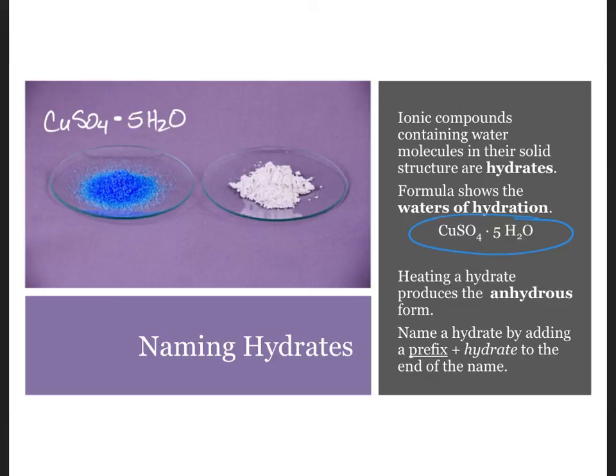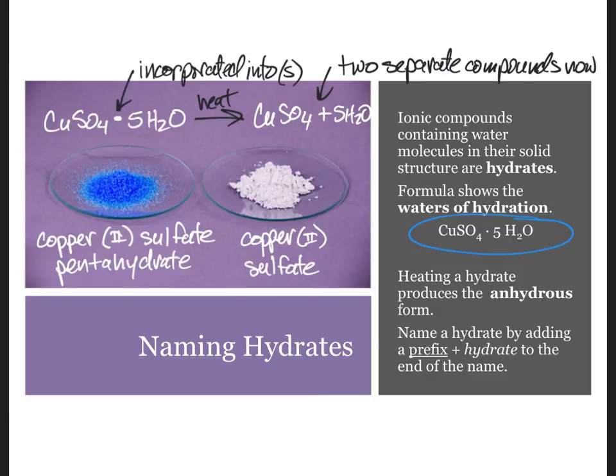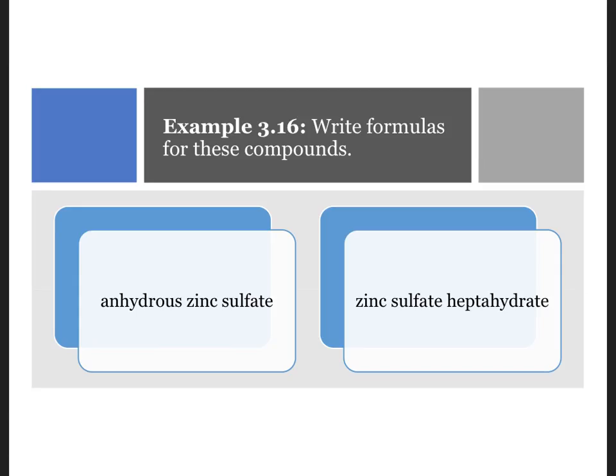The blue compound on the left is called copper-2 sulfate pentahydrate. We can also heat the hydrate to drive off the water, forming the anhydrous form, leaving just copper-2 sulfate behind. Try your hand at writing the formulas for these compounds. Use the prefixes we learned in covalent compound naming to indicate the number of waters of hydration present in a compound.